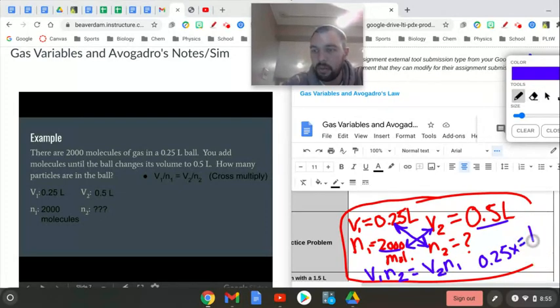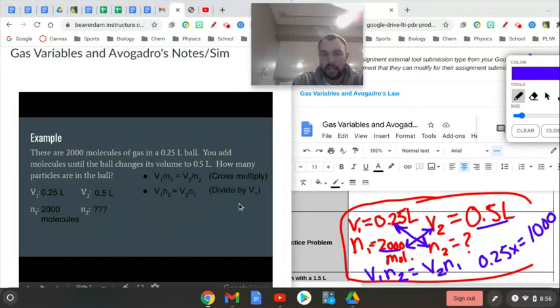I'm going to say that's equal to 1,000. Okay, so now what's my next step after I cross multiply? Okay, so I did this, I cross multiplied, I put the numbers in here. Now I'm going to divide by V1. Now, why is that the case?